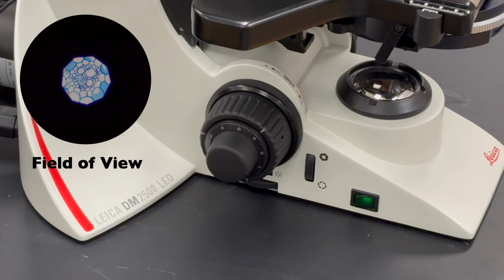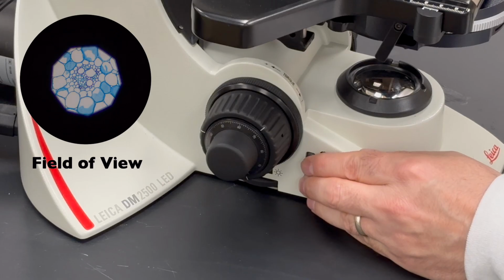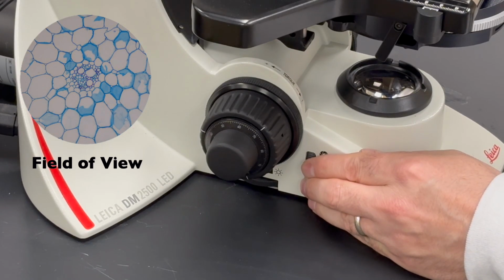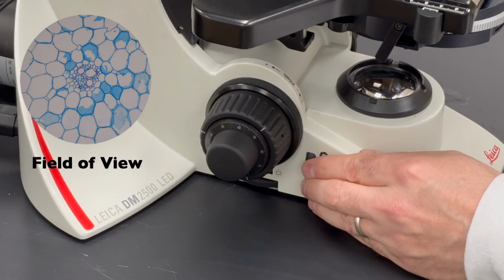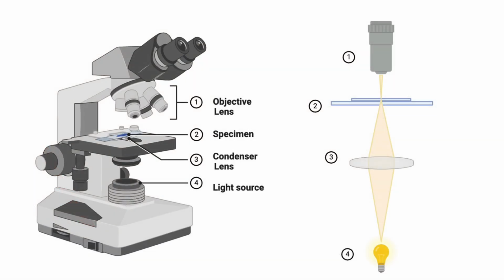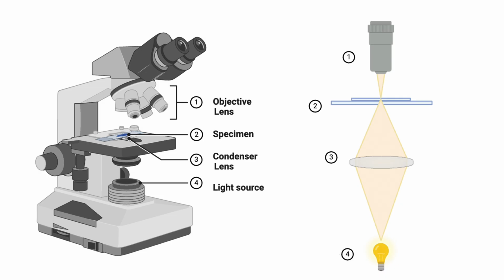Step 5. Once the condenser has been centered, slowly open up the field diaphragm until the edges of the circle of light just disappear outside the boundary of the field of view. Opening the field diaphragm until the circle of light just fills the field of view ensures that a maximal amount of transmitted light is collected by the objective lens and exploits the full resolving power of the optical system.